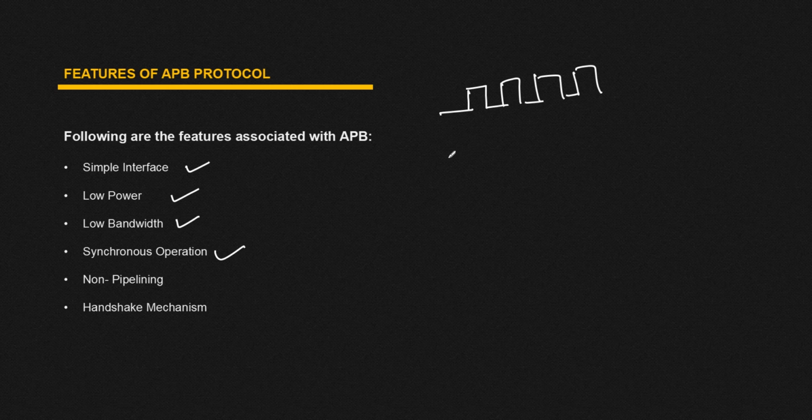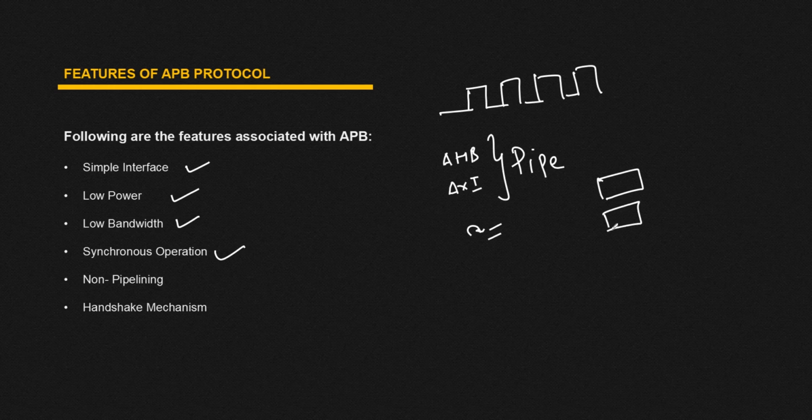What is non-pipelining? Later you will come to know about AHB and AXI. These both protocols are pipelined. So what is meant by pipeline and non-pipeline? In non-pipeline, before initiating the next transfer, your current transfer should be completed. So there is nothing like your address phase going on while you pass the data simultaneously. This is not possible in APB, but in AHB or AXI this pipeline behavior is possible.